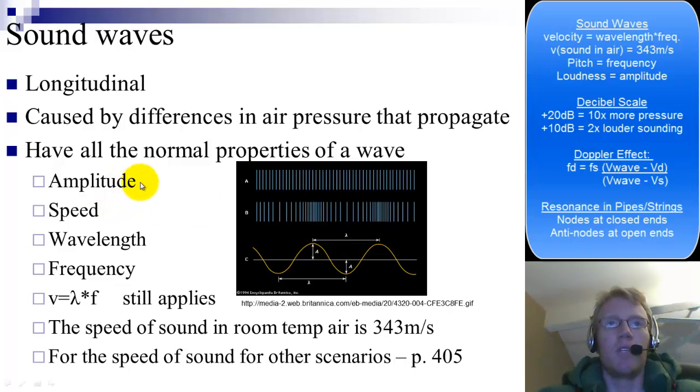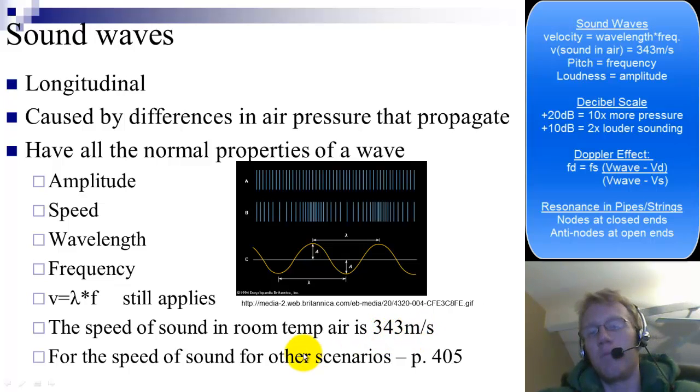So a sound wave has all the normal properties of any of the other waves that we've studied, such as amplitude, speed, wavelength, and frequency. And this formula here is really, really important for sound waves. The velocity of sound equals the wavelength times the frequency. Except the velocity of sound is going to be pretty much set for a given condition. So in room temperature air, the velocity of sound is 343 meters per second.